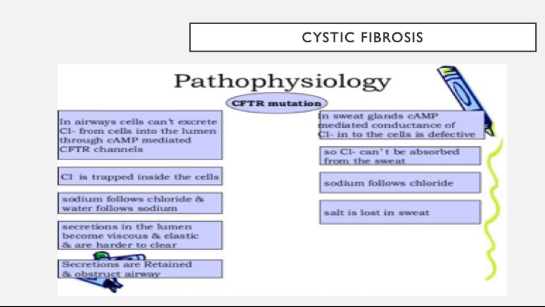Switching gears is a congenital abnormality called cystic fibrosis. Basically, what happens here is the chloride transport mechanisms are impaired, and the chloride gets trapped inside the cells. Sodium follows the chloride, and water follows the sodium. And then those secretions become very thick inside the lumen because the water has been sucked out. These secretions are retained and can obstruct the airway as well as cause infections.